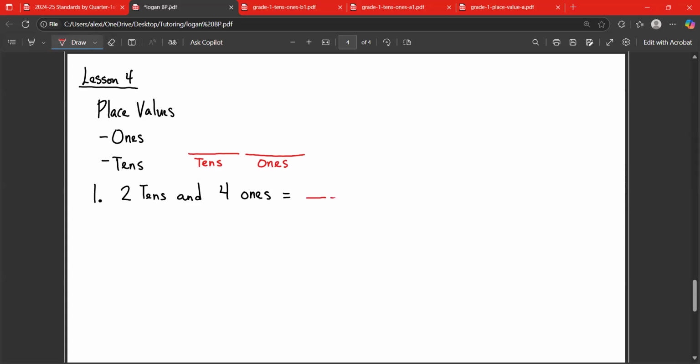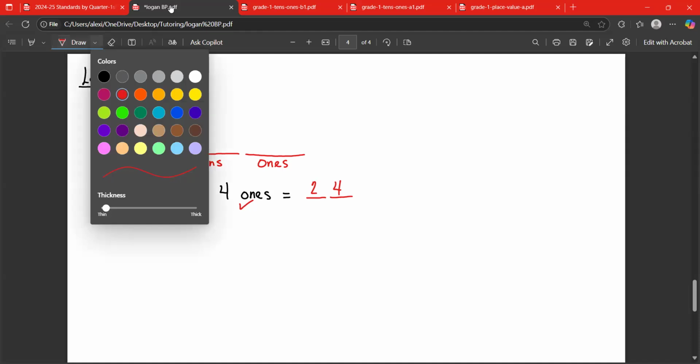So I'll put 2 dashes to help me remember 2-digit number, okay? Above this dash, I need my tens. So there's 2 of them. The next one, I need my ones, and there's 4 of them. So the number 24 is the same as saying 2 tens and 4 ones. Let's keep going.